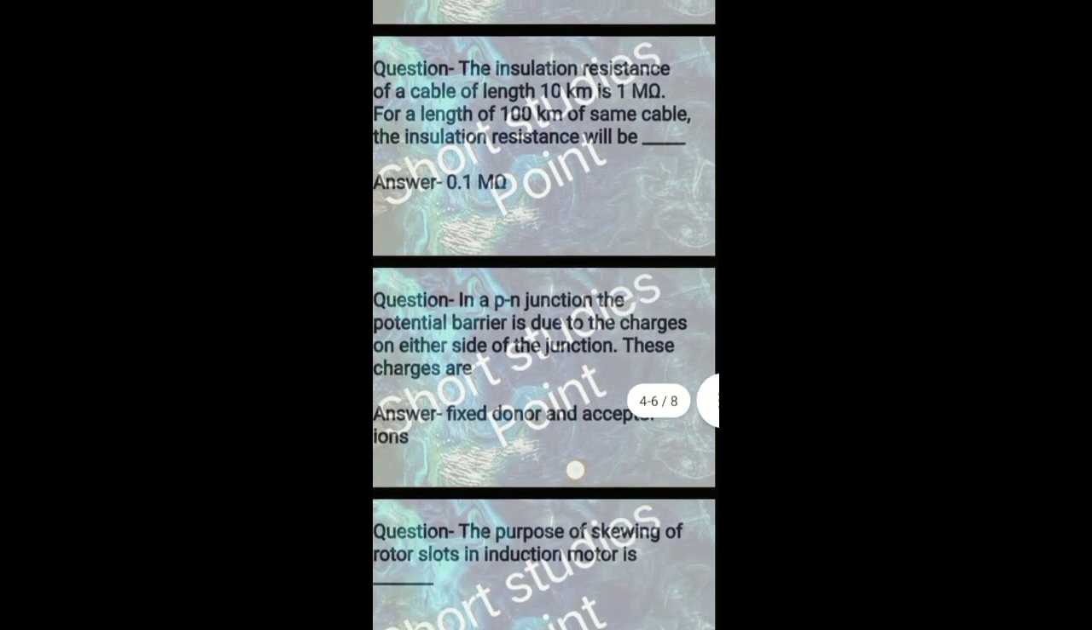Next question: in a PN junction, the potential barrier is due to charge on either side of the junction. These charges are fixed donor and acceptor ions. Next question: the purpose of skewing of rotor slots in induction motor is? Answer: to reduce the locking tendency of rotor.